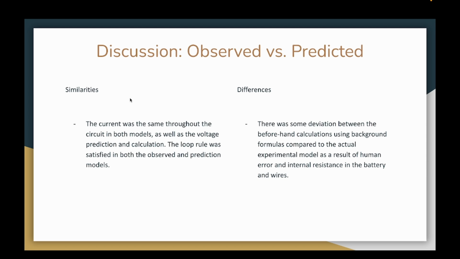So some similarities between the observed versus predicted. The current was the same throughout the circuits in both models, as well as the voltage prediction and calculation. The loop rule was satisfied in both the observation and prediction models. And the differences were that there was some deviation between the beforehand calculations using background formulas compared to the actual experimental model as a result of human error and internal resistance in the battery and wires.